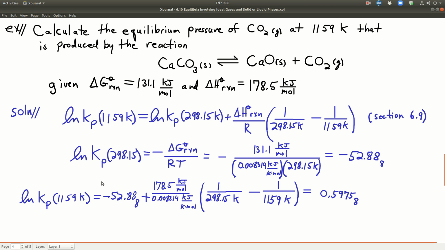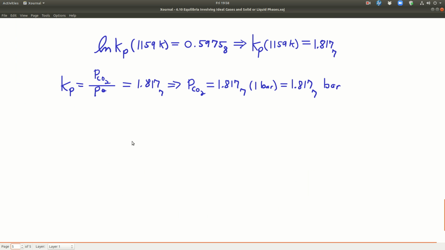So now we can use that in place of this term, and then plug in delta H that we figured out from our heats of formation over R times 1 over 298.15 minus 1 over 1159. And I came up with, again, check my math, 0.5976 or so, which means that Kp is equal to e to that power, which is 1.818 or so. But Kp is the partial pressure of carbon dioxide over 1 bar, which means that the partial pressure of carbon dioxide at that temperature from that reaction is 1.818 bar.